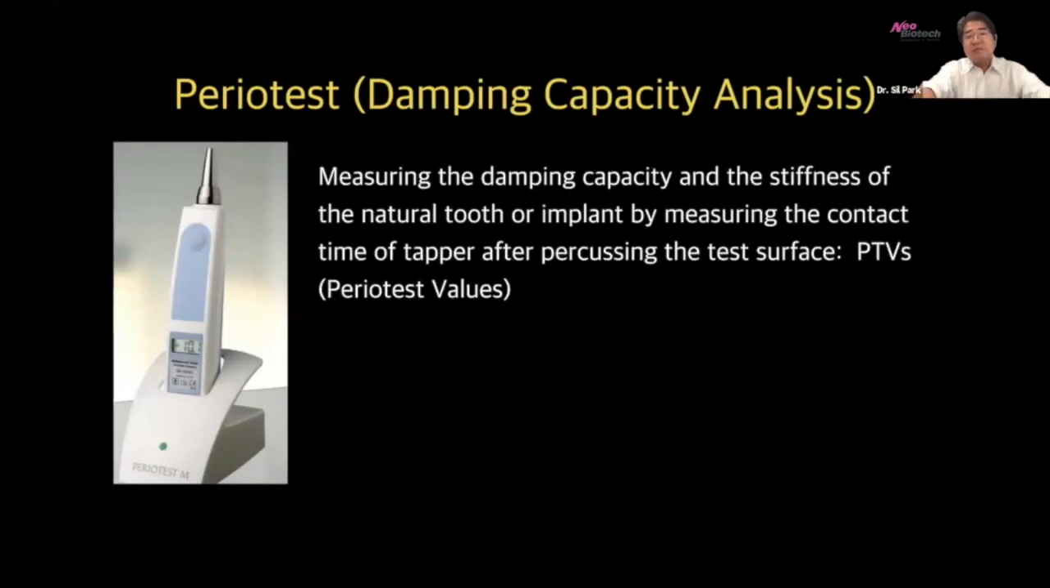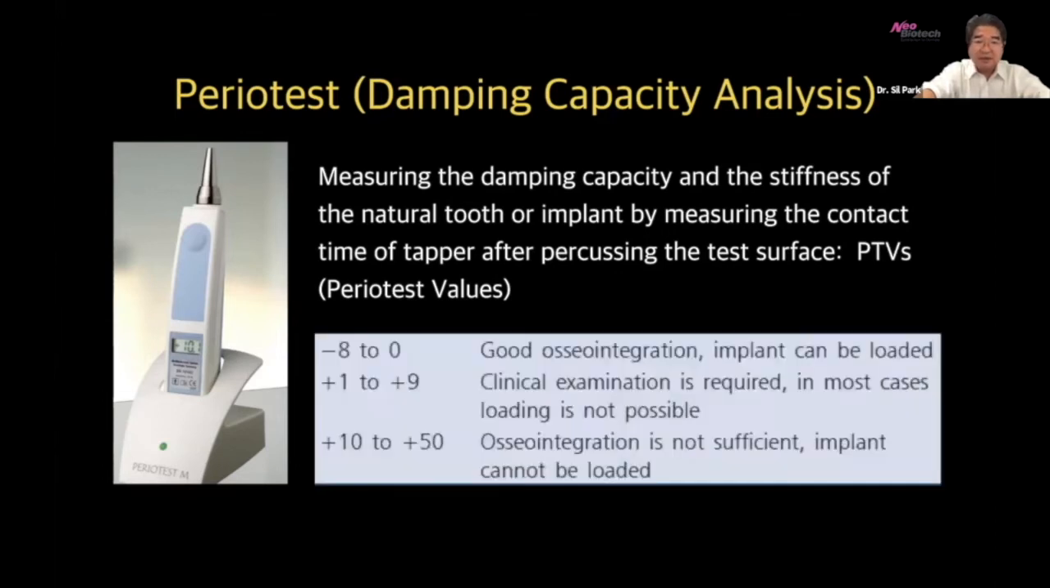It measures the damping capacity and stiffness of a natural tooth or implant by measuring the contact time of the tapered rod after striking the test surface. They call that the Periotest value, PTV. If the number is negative, it's good, and if the number is positive, a higher number is bad. So for the Periotest, a lower number is good and a higher number is bad.